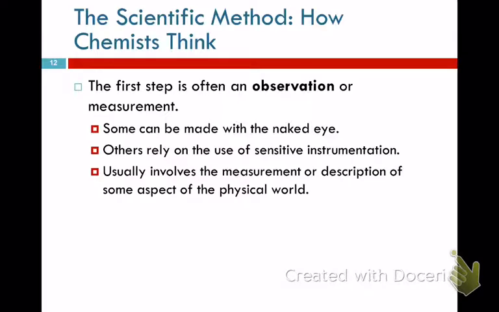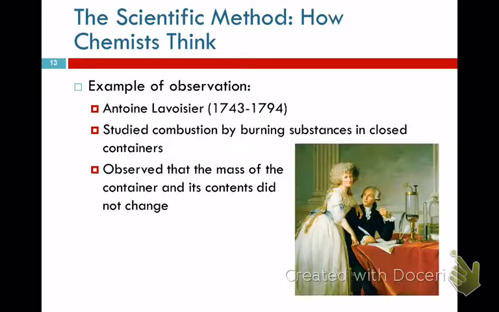So that's an observation. It's just what you see, and then you have to learn how to record those things. And we'll talk about recording numbers in observations. Early observations, for example, Anton Lavoisier, this is his wife, who they attribute a lot of his good work to, is actually his wife helping him out in the translations and stuff. He studied combustion of things in closed containers and noticed that the mass of the container and its contents did not change. That's an observation.